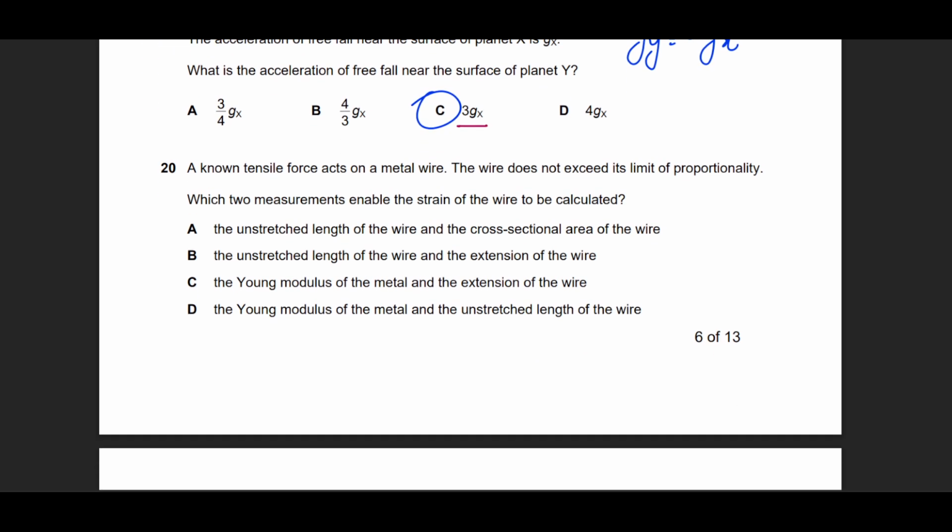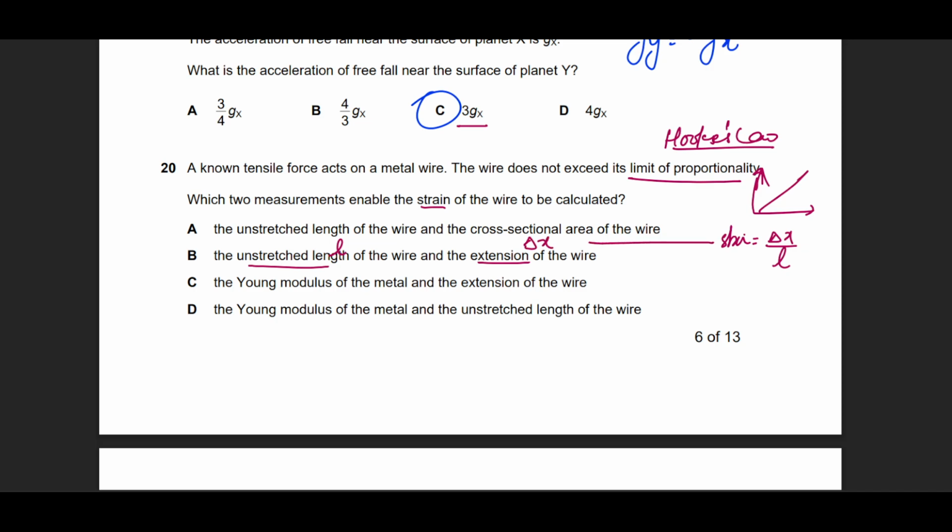Okay, all right. A known tensile force, limit of proportionality. When he says limit of proportionality, that means Hooke's law will be followed. So you can imagine that it's going to be a straight line like this. To enable measurement of strain, stress over strain. Strain has the formula of change in length divided by original length. The very straightforward answer is that I need to measure the unstretched length, which is the original length, and the extension, which is delta x. I can find strain. All the other options do not give this answer.